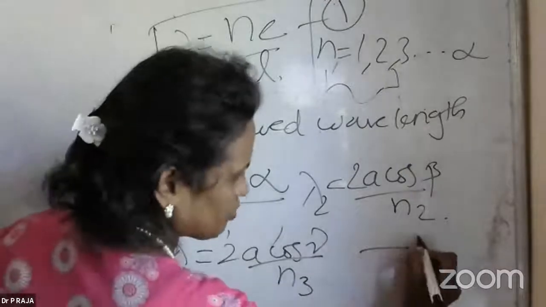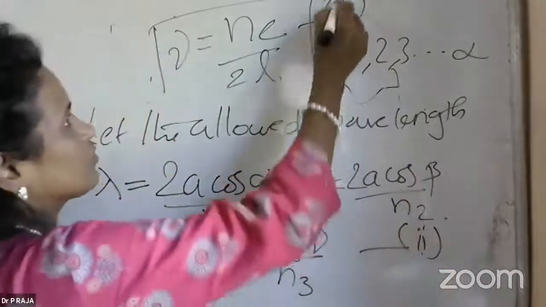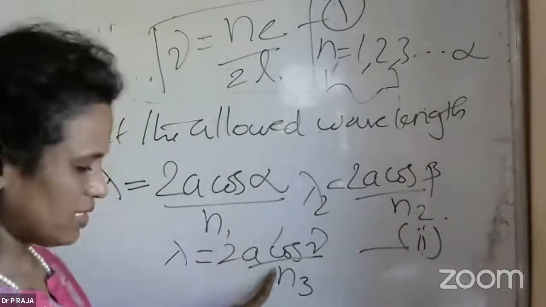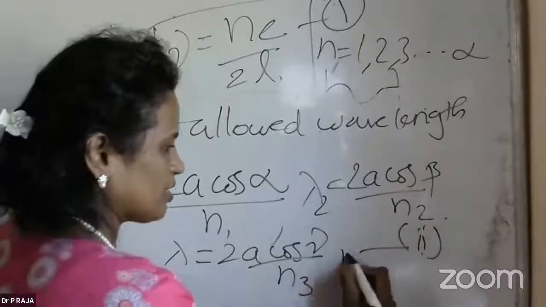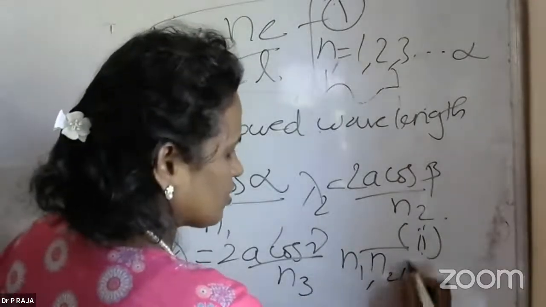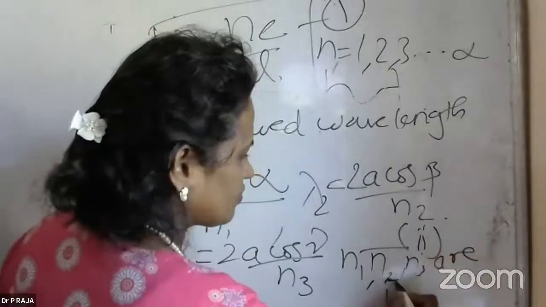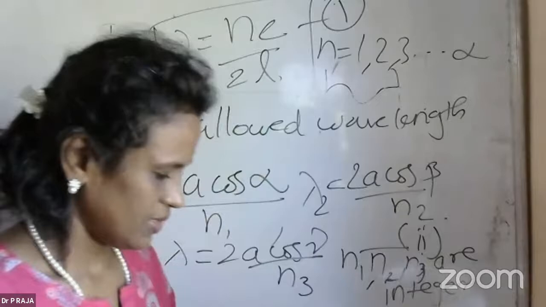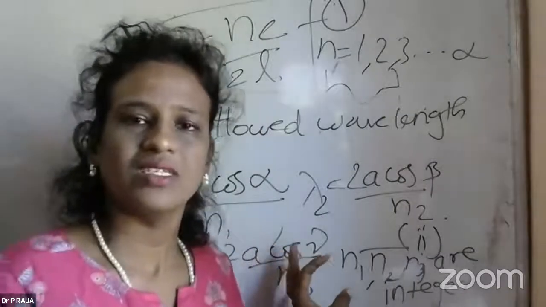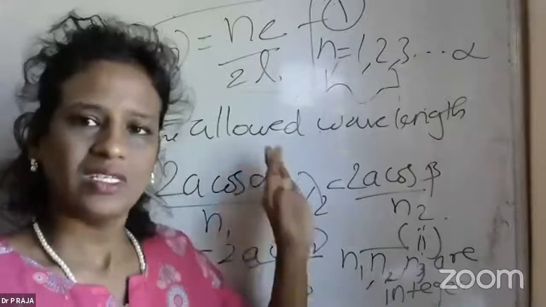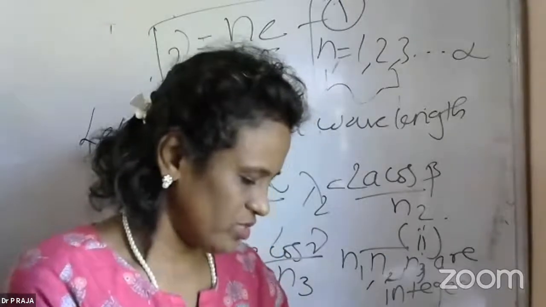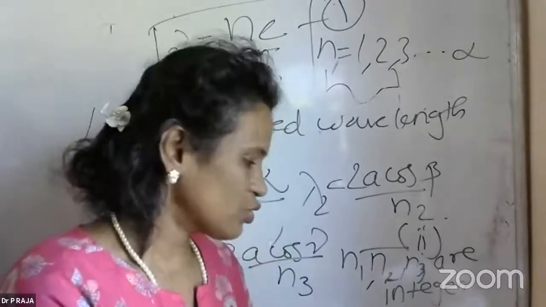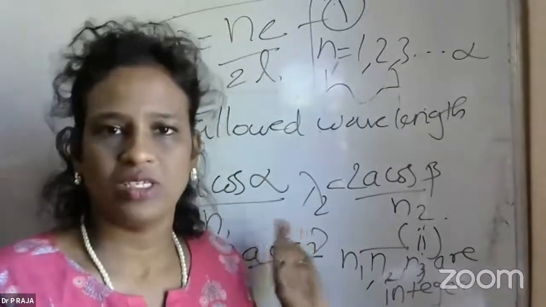Let's put this as equation number 2. This one is the first one, this is the second one, where n1, n2, and n3 are integers. So this condition we have already studied in the Rayleigh-Jeans law, isn't it? The same thing only, no changes up to this. Now as we did in the previous class, let's square this equation and add up on both the sides.